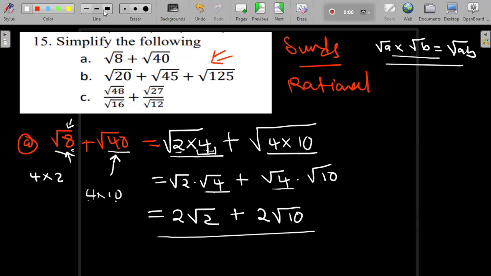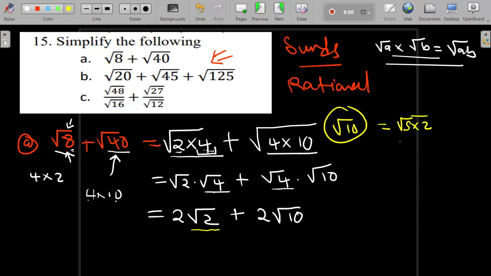Okay, so in fact here we can simplify this further, because that root of 10 we can adjust. Let me write it on the side here. The root of 10 we can also put in terms of the root of 2, so that we have similar numbers on both sides. So this root of 10 is equal to root of 5 multiplied by 2. Then we can separate the roots. It will be root of 5 multiplied by root of 2. So that root of 10 is the same as root of 5 multiplied by root of 2. So let's put it there.